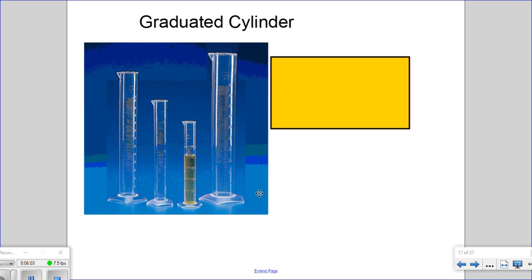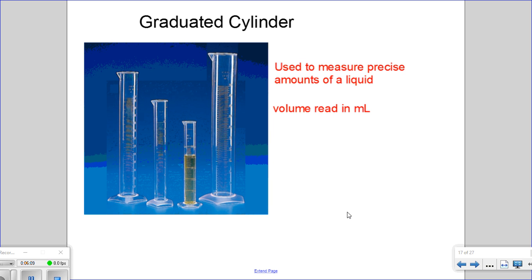Next up are graduated cylinders. Graduated cylinders come in varying sizes and are used to measure precise amounts of a liquid. Volume is read in milliliters, not grams. Graduated cylinders are the only equipment, well, for the most part, that you want to use to measure the volume of liquid. So you never use a beaker and you never use an Erlenmeyer flask.